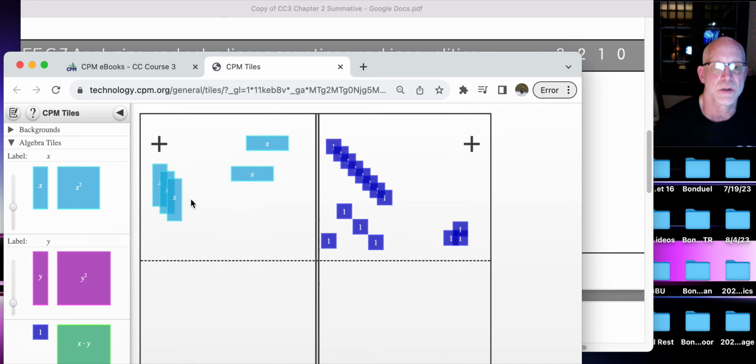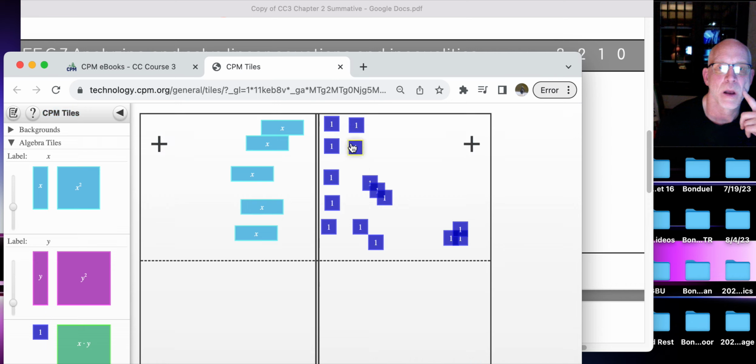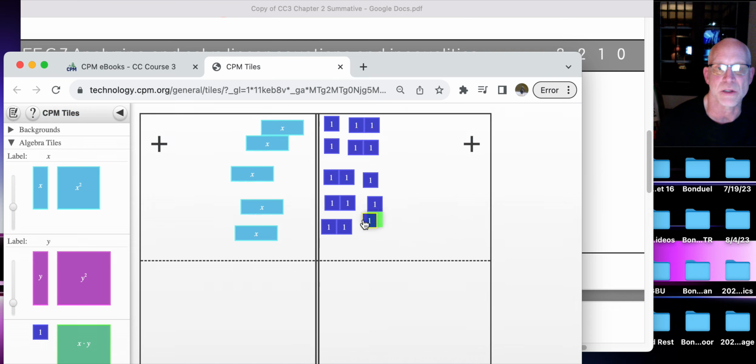1, 2, 3, 4, 5 equals 15. So that means if we distributed these evenly, each one would equal what do you think? I think you're right. If we have 5x's equals 15, 1x would equal positive 3. And that's your solution to that problem.